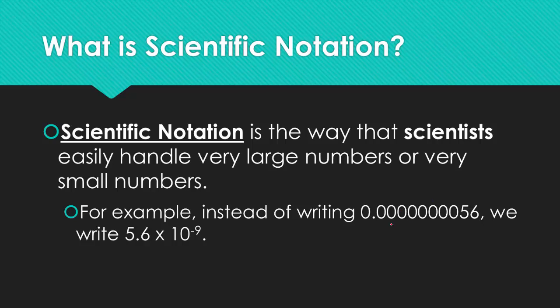And since we're talking about chemistry, we deal with very large numbers and very, very small numbers, like this lovely example, which I will not read for you. But you can easily write it and read it as 5.6 times 10 to the negative 9th.